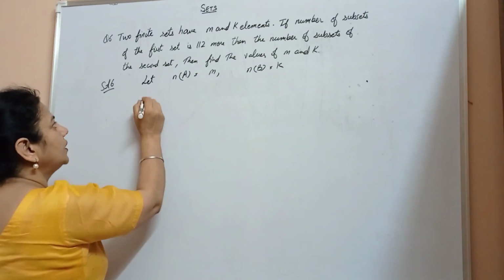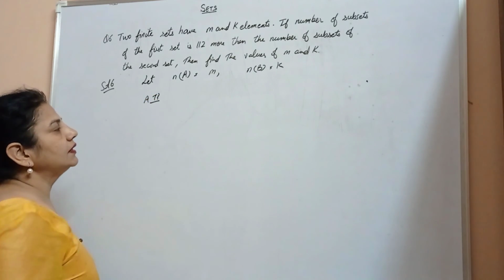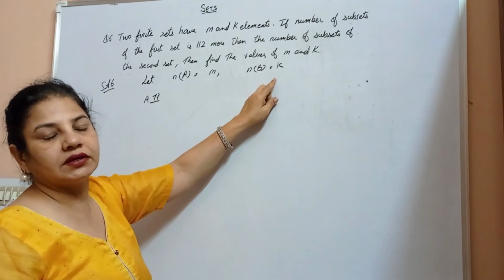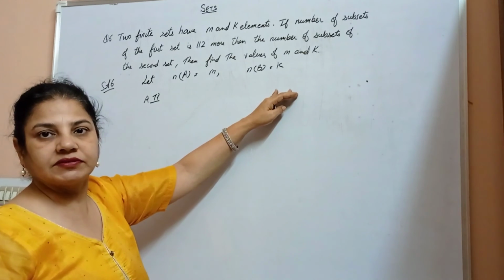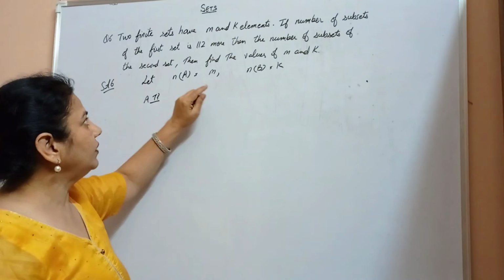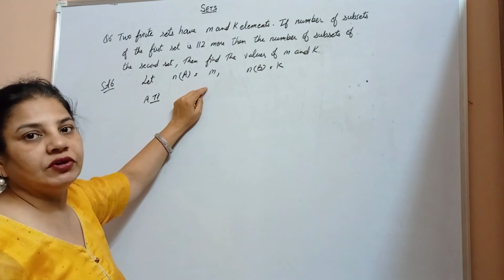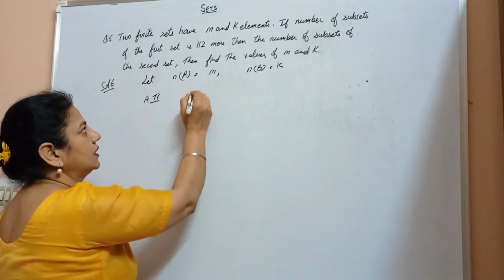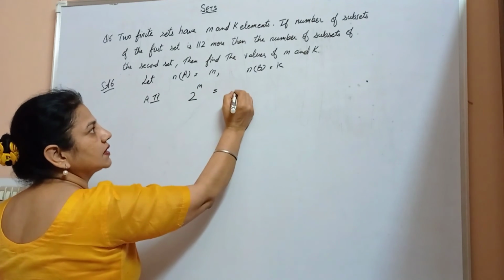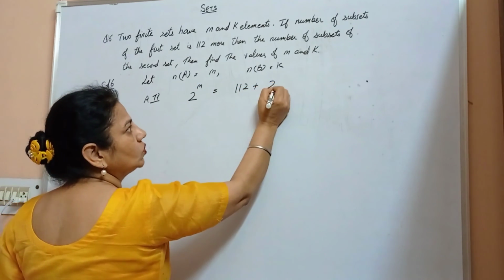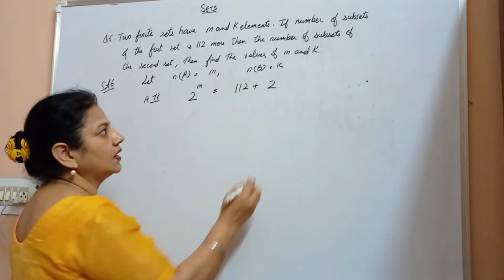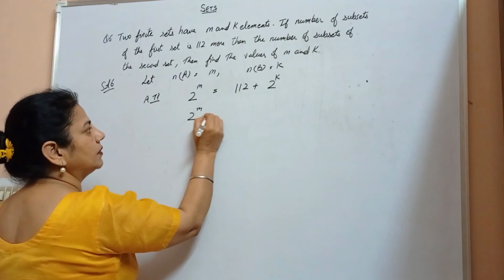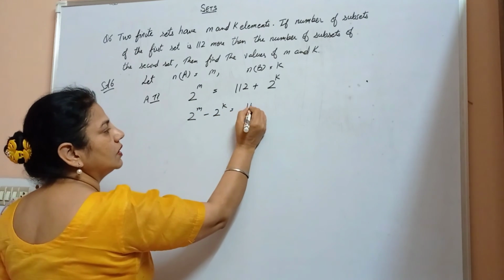Now, according to the problem, the number of subsets of set A is 112 more than the number of subsets of set B. We know that the number of subsets is 2 to the power of the number of elements. For set A, that means 2 to the power m, and for set B, 2 to the power k. So 2 to the power m minus 2 to the power k is equal to 112.